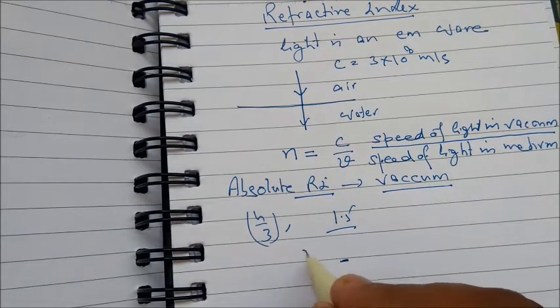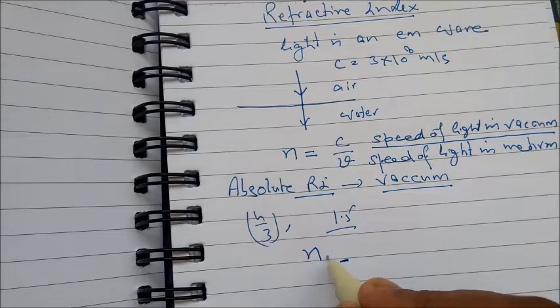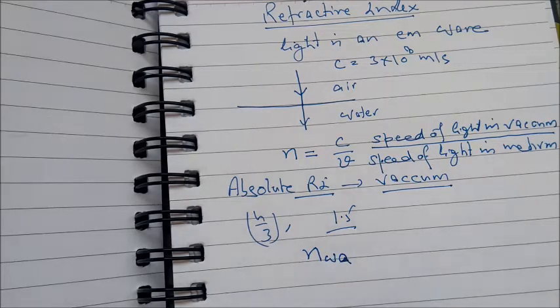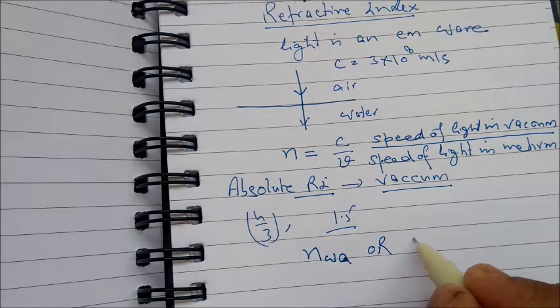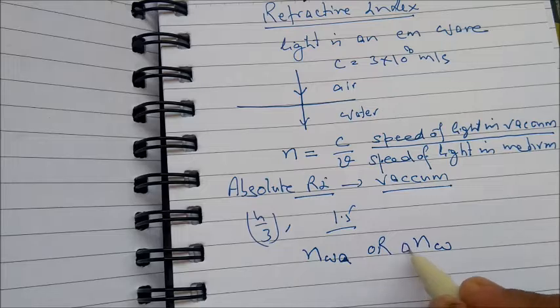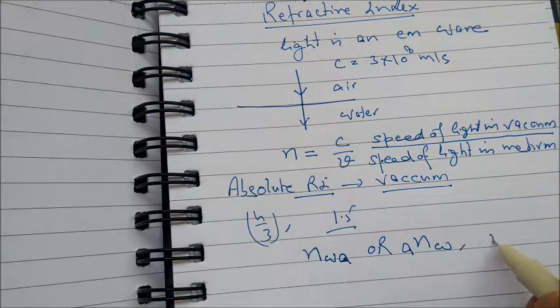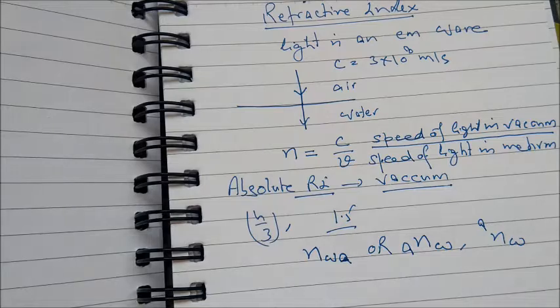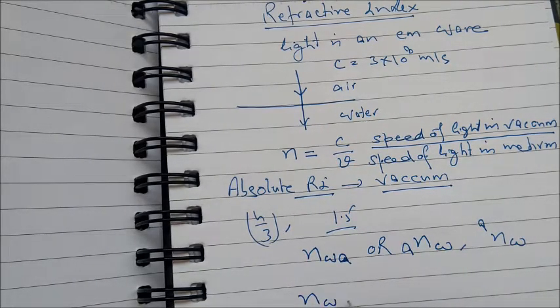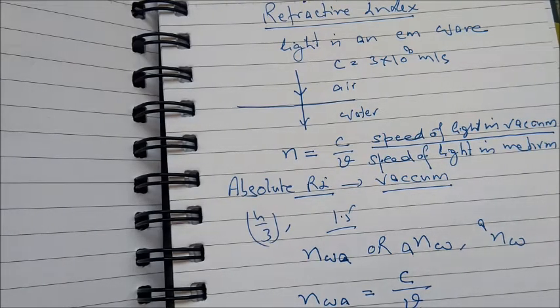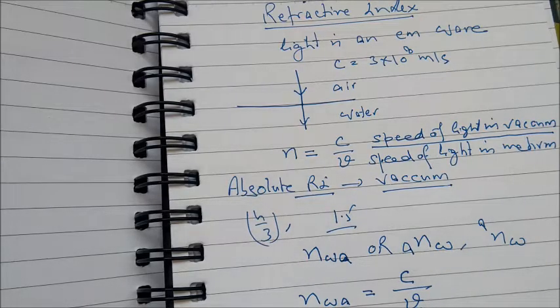And the way to write it: n, refractive index of water with respect to air. This is how we write it. Some books write it like this, and some books write it like this: refractive index of water with respect to air. And we have seen now, refractive index of water with respect to air means speed of light in air divided by speed of light in water. This is the meaning of it, and this is how we represent it.